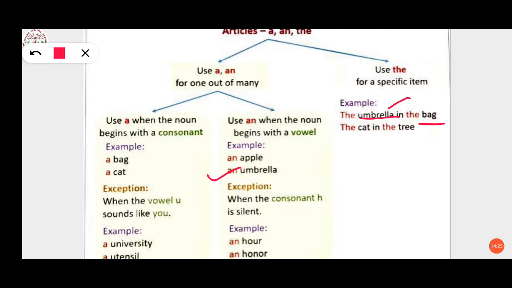The umbrella in the bag. Second example is the cat in the tree. The we use over here, we are talking about the cat, a specific thing, the tree. So the cat in the tree.